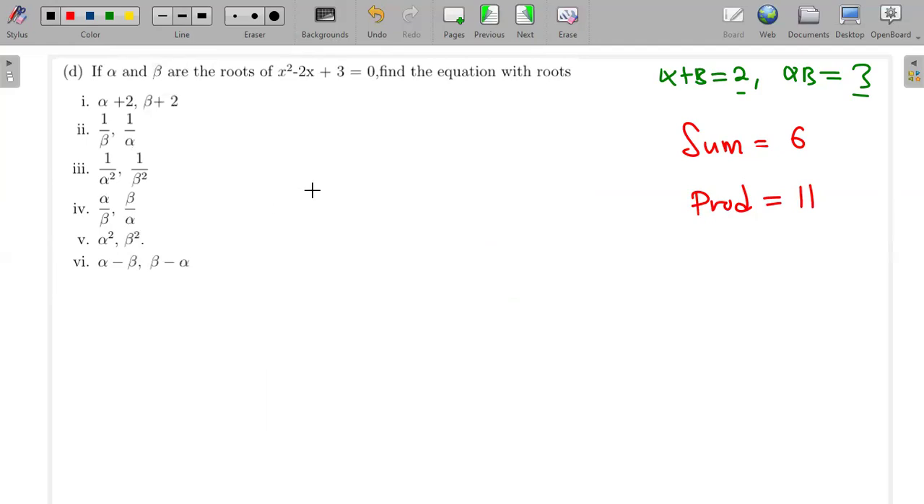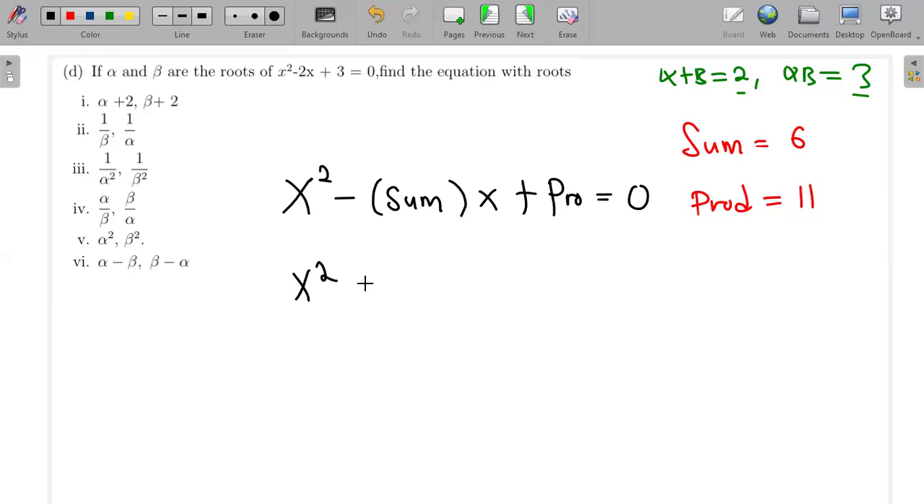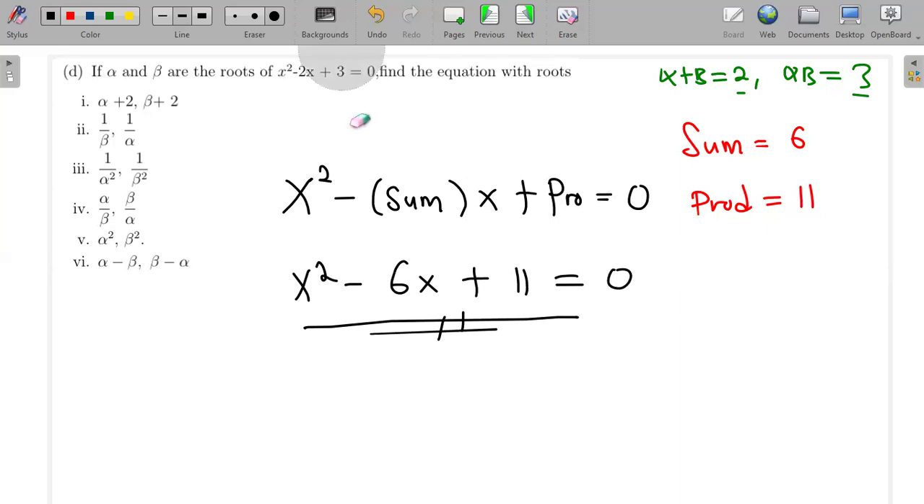So the new quadratic equation is always in this form: x squared minus the sum of the roots times x, plus the product of the roots, is equal to 0. So meaning here I'm going to have x squared minus the sum of the roots, which is 6, times x, plus the product, which is simply 11, is equal to 0. So this one here will be my new quadratic equation. All right, so let's solve the second one.